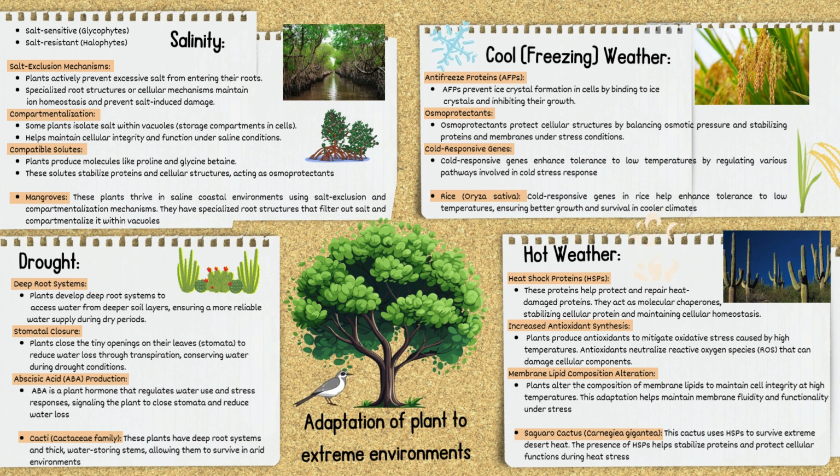They also have ABA production, which is a plant hormone that regulates water use and stress responses, signaling the plant to close the stomata and reduce water loss. As an example, cactus have a deep root system and thick water-storing stems that allow them to survive in environments that have low water supply.